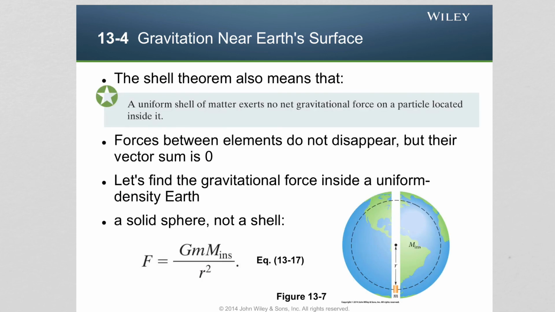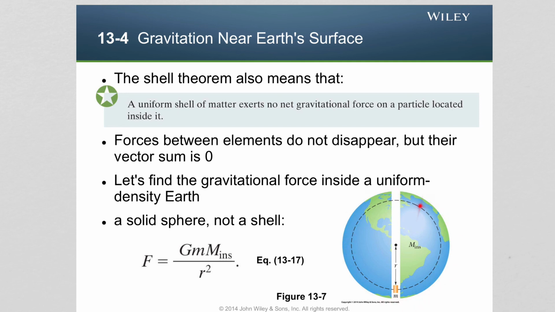The shell theorem also means that a uniform shell of matter exerts no net gravitational force on a particle located inside of it. I already discussed this option, and I explained how the net force acting on a particle inside a spherical shell is formed, and that this net force is equal to 0. This, however, can be used to find the gravitational force inside a uniform density Earth, and for that I'm going to use the following example.